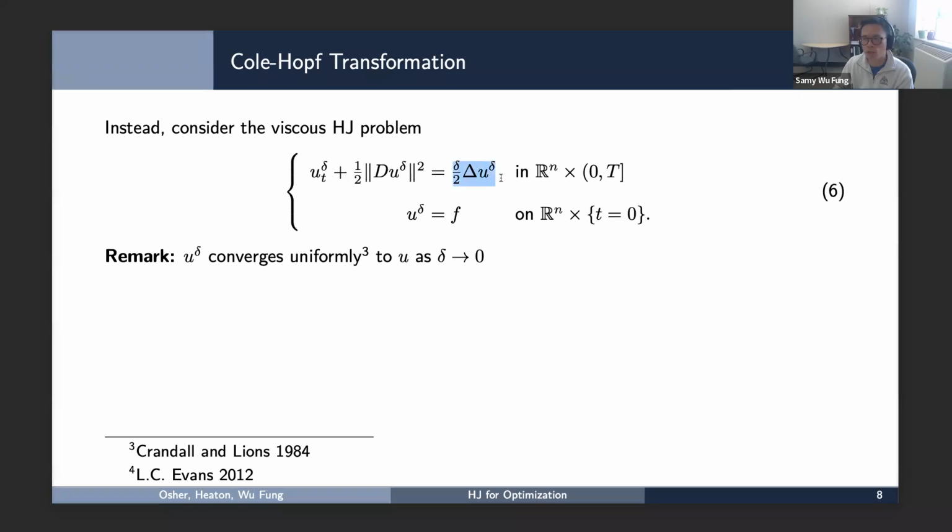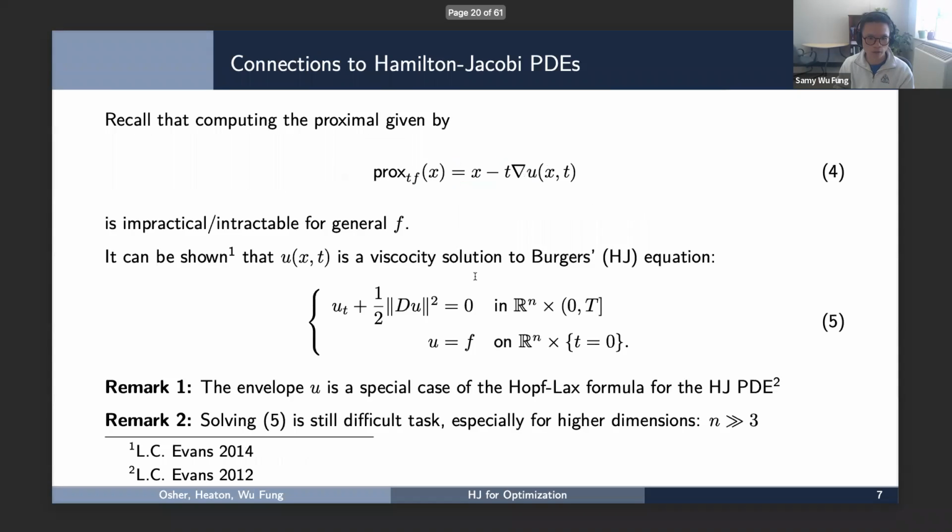But yeah, we are just going to approximate this U delta, which is again a smooth, regularized approximation, as Zachary said, of the solution to the actual Burgers equation.